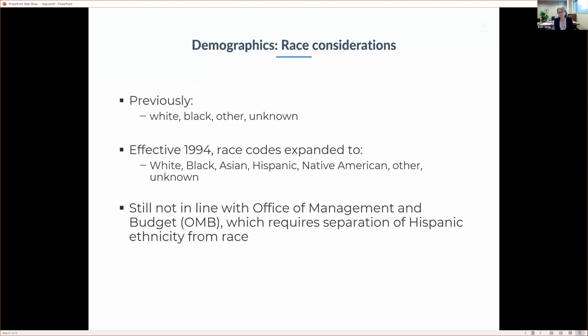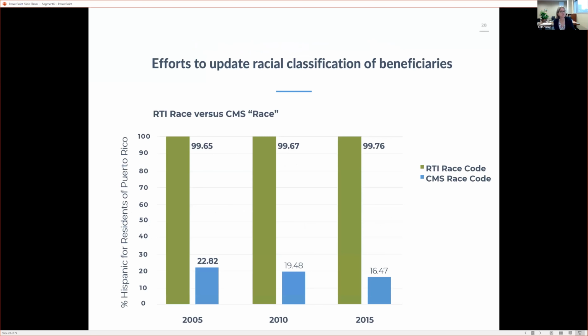If you think this is crazy, this has to do with why Y2K was so much trouble, for those of you who are history majors. So this is still not in line with OMB requirements, but I don't see it changing anytime soon. The challenge we have is that the Hispanic race ethnicity code has an estimated sensitivity of about 35%. So our problem is, very bluntly, that we can't measure what we need to measure.